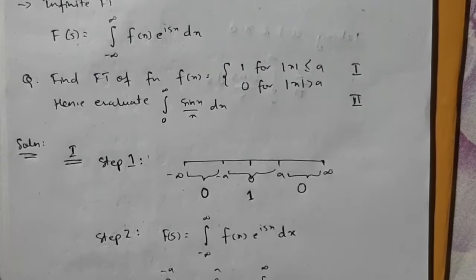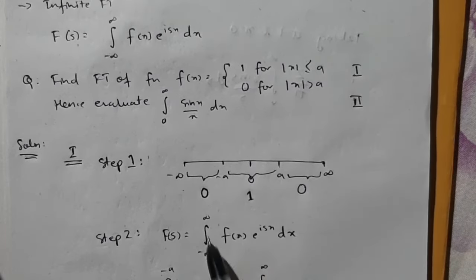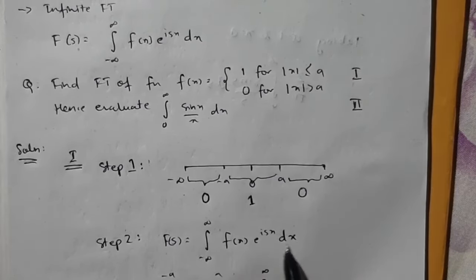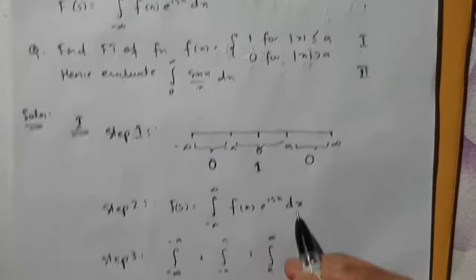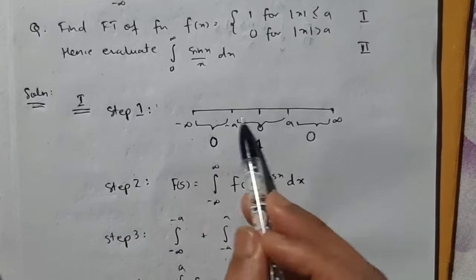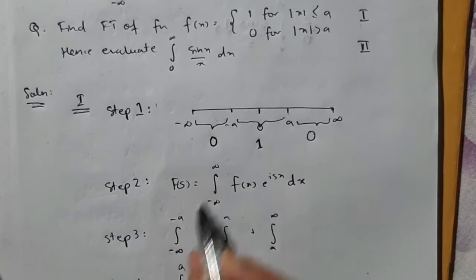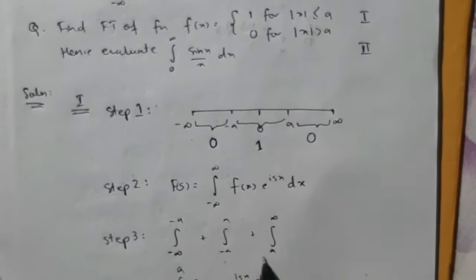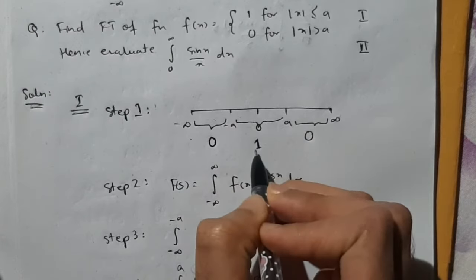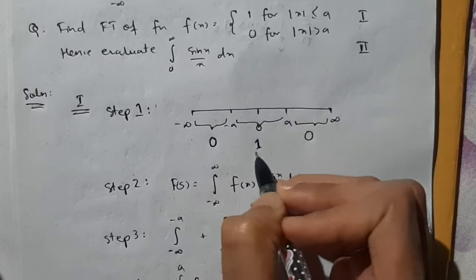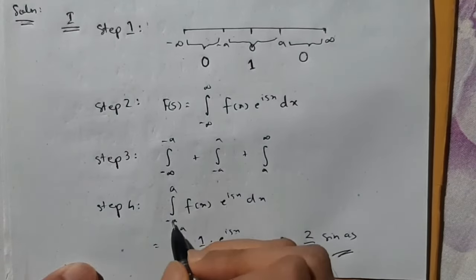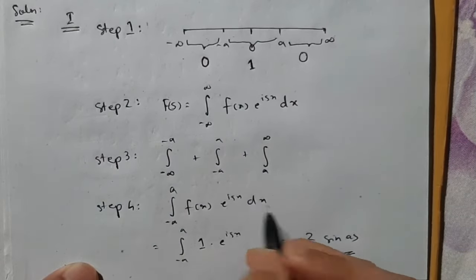This is your step 1. After doing this, go to step 2, write the formula. Directly, F of s is equal to integral from minus infinity to infinity of f of x e power isx dx. For finding the Fourier transform, you have to write dx. This minus infinity to infinity is divided into 3 parts: minus infinity to minus a, minus a to a, then a to infinity. Here its value is 0, here also the value is 0. The only value available is minus a to a, so you will consider that, because only this value is available. Minus a to a, f of x e power isx, the same formula.